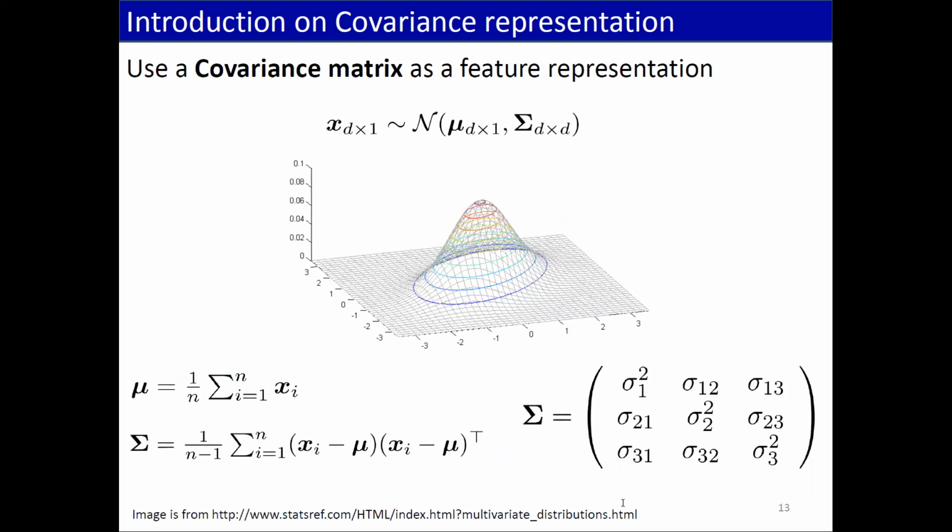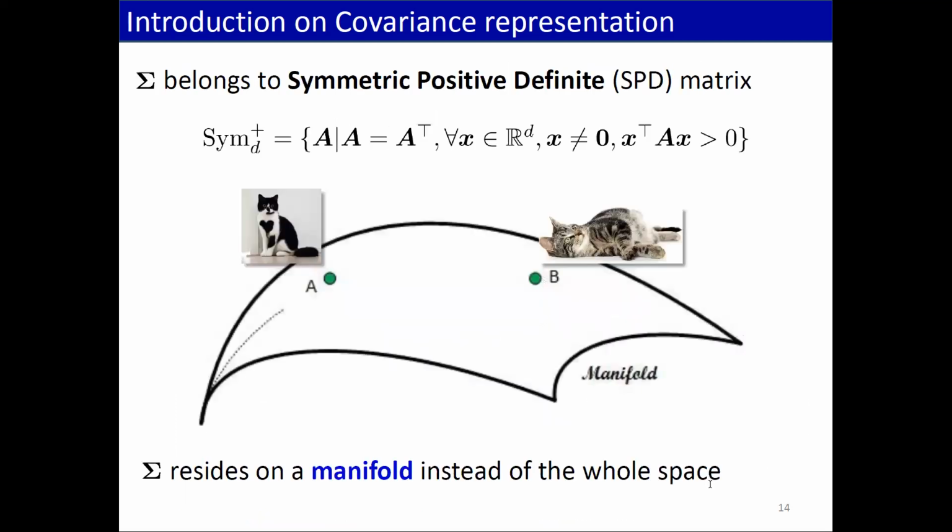Conceptually, the covariance matrix is quite easy to compute. This is the definition of the covariance matrix. We can use statistics and the knowledge of Gaussian distribution to obtain the covariance matrix of images. On the diagonal, it is the variance. On the off-diagonal, it is the covariance between different feature components.